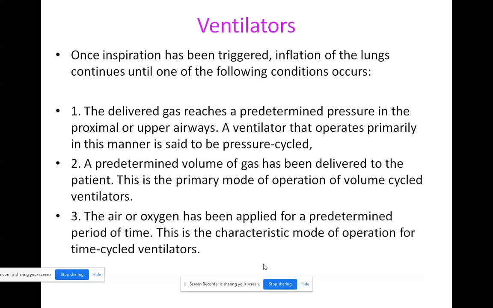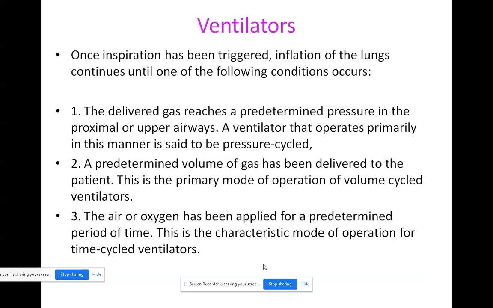So this mode is called a volume cycled ventilator. Okay, based on volume, so it is a volume cycled ventilator. The first point was based on pressure, so that is called pressure cycled, and this one is the volume cycled ventilator.